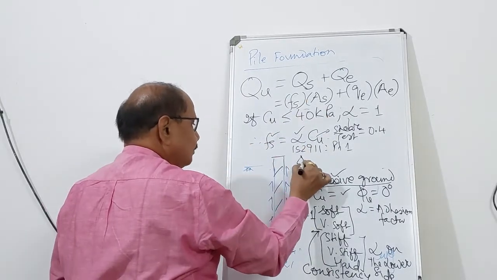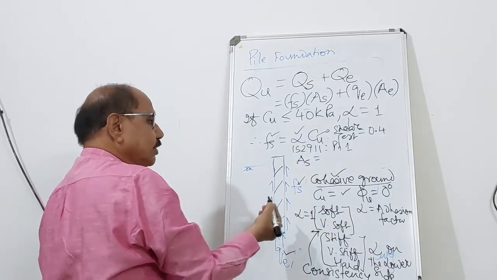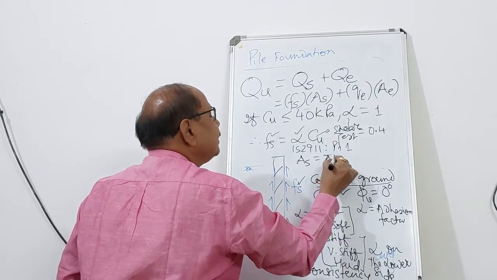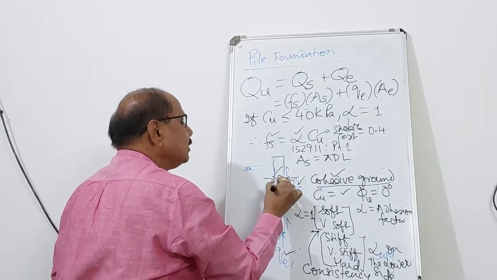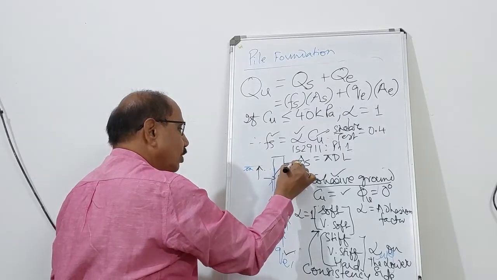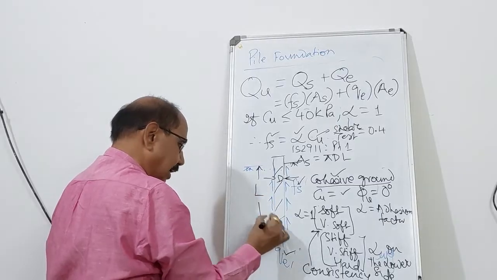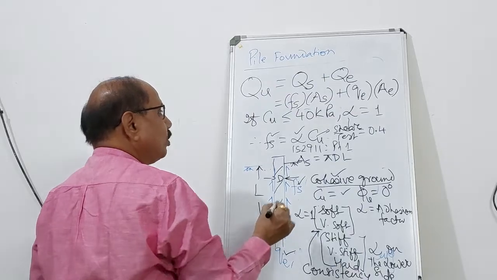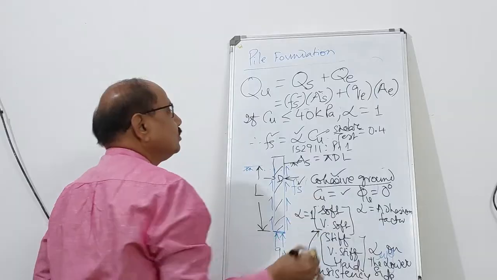Then the shaft area from the geometry of the pile. Piles are normally circular in cross section. So the shaft area will be pi d, the perimeter, into the length of the pile, where d is the diameter of the pile and L is the length of the pile. From the ground level up to the tip, it is called the length of the pile. So from geometry, As can be found out. You substitute these two values over here. The Fs is known, this is known.